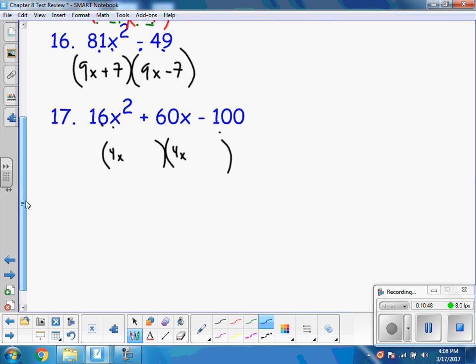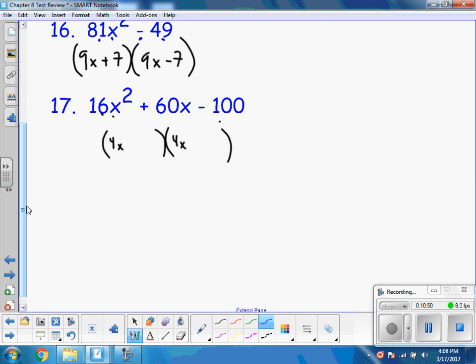Number 17, I kind of fumbled around with this a little bit, trying some different numbers. Like for 100, I tried 10 and 10 because I thought maybe that's what it was, but I'm going to end up with 40 and 40, which does not get me to 60. So I had to throw the 10 and the 10 out. Then I tried 50 and 2, that gets me into the 200, so 50 and 2 doesn't work.